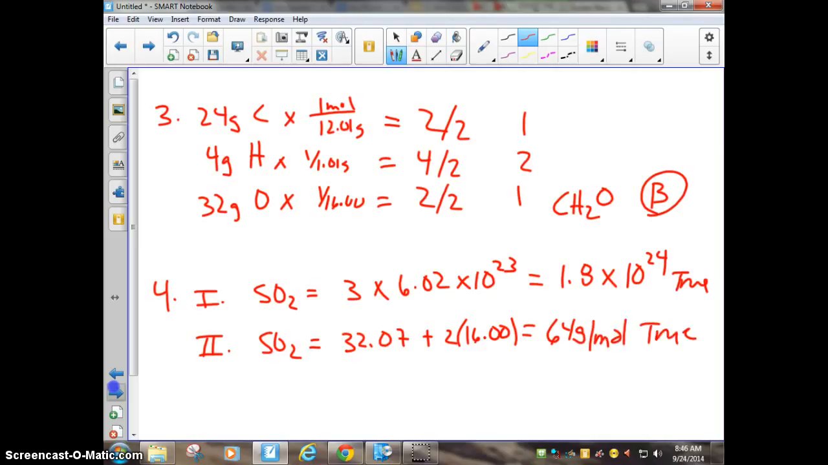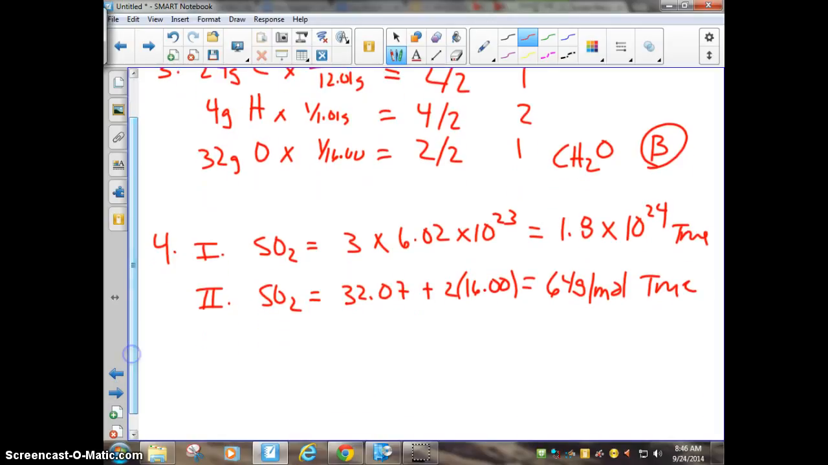Problem on the first part is a lot of you took this 64 grams times Avogadro's number, which I'm not sure why, because units don't cancel out when you do that. You should have known that there's 3 atoms per molecule of SO2, and there's 6.02 times 10 to the 23rd SO2 molecules in a mole.